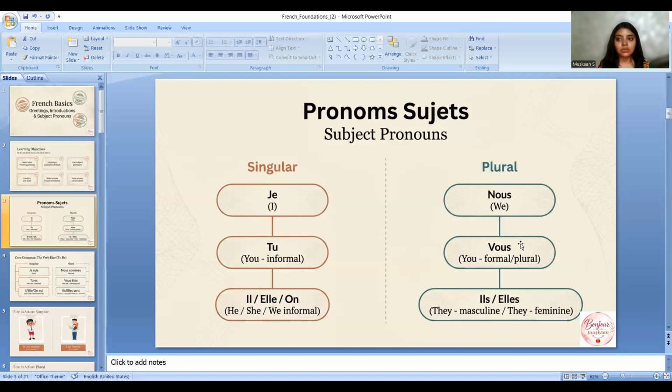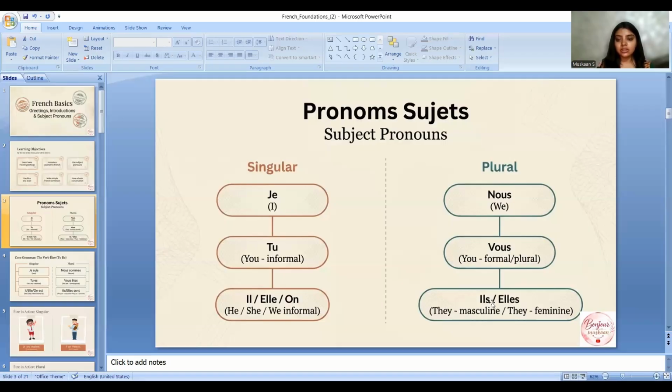Or in plural also. If it is singular, then you will be using tu. If you are addressing only one person, then you will be saying tu. But if you are addressing more than one person, then it will be in plural form. So you will be using vous. And also it is in the formal way. So there are two usages, either formal or plural. So it is vous. Then last is ils.